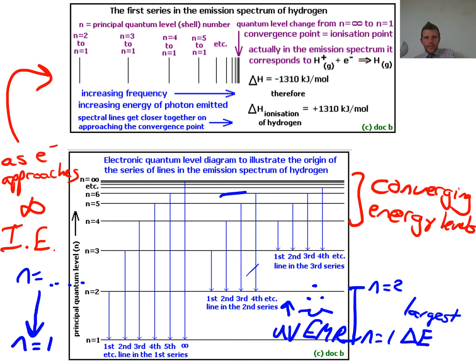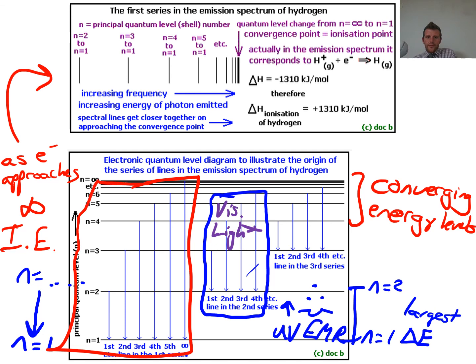The only one that we can actually register is from anything from n equals blah to n equals 2. This will give us visible light. Everything to n equals 1 will give us UV light. And then on the other end of the spectrum, I'm running out of colors, green, we get infrared. This all goes back to the electromagnetic radiation spectrum, EMR.